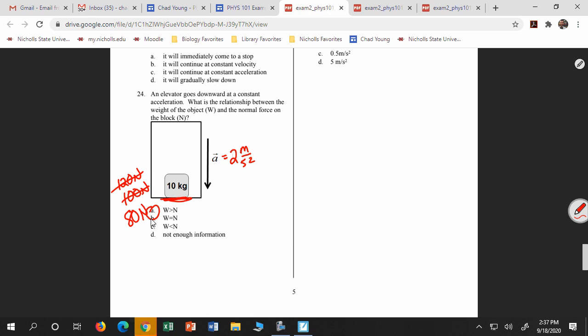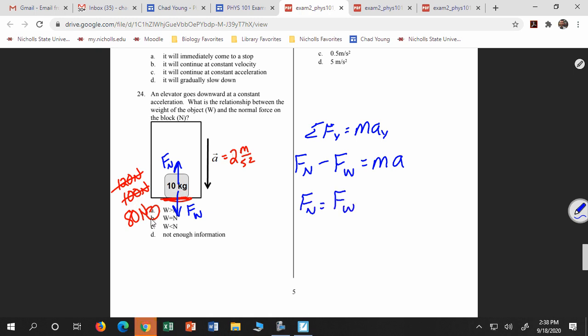Because I would draw my forces, the normal force, the weight, and say the sum of the forces in the y direction is equal to ma_y. Sum of the forces in the y direction is Fn minus Fw. That's equal to the mass times the acceleration. And I'm looking for Fn. So it's Fw plus ma. And this is where you need to be careful about your signs. The sign for the acceleration.